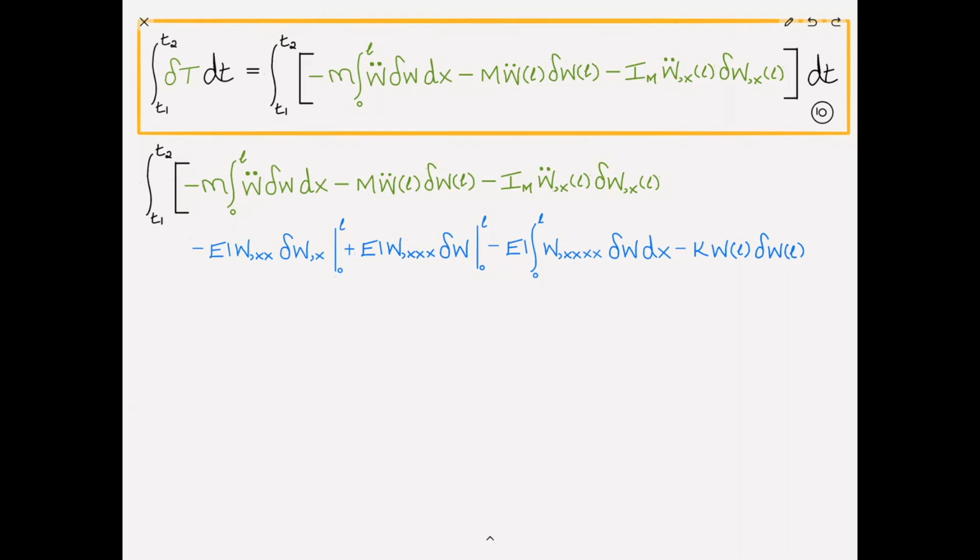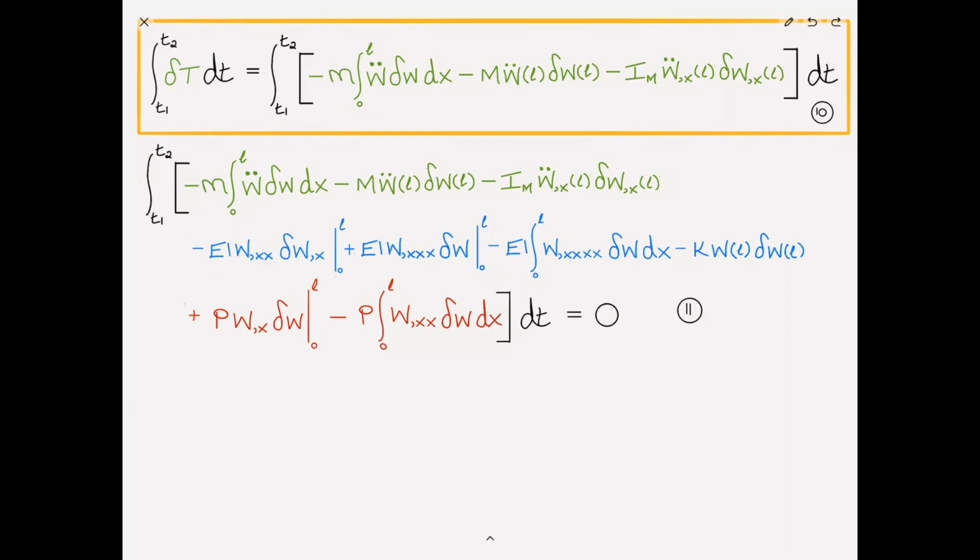Minus, then everything in blue is what I got from equation 9, except that I've distributed the minus sign across each of the terms, plus the contribution from the variation of the external work, and that I'll put in red. Close brackets dt, and of course all of that is equal to 0. We'll number this number 11. Okay, and we are basically done. The only thing that remains to be done is to group the corresponding terms.